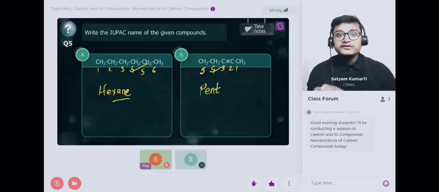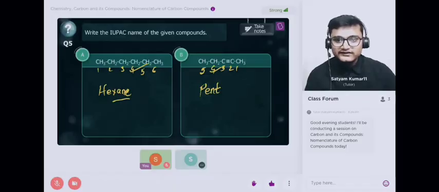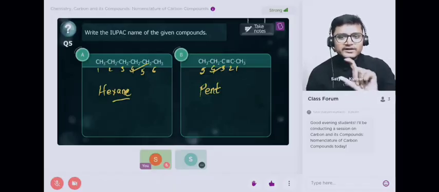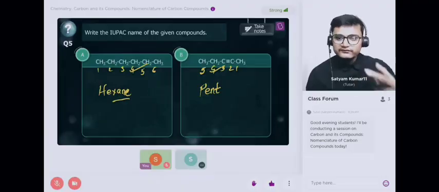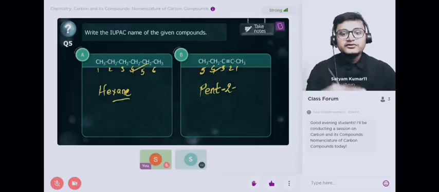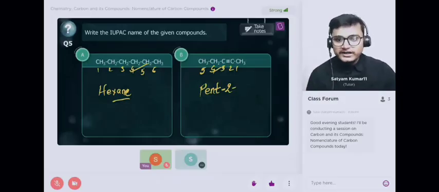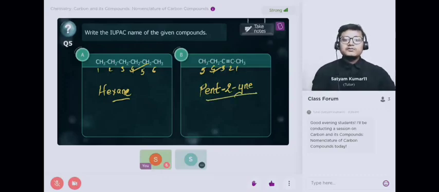Pent. Now see the position of the unsaturation. Is it at 2? It is at 2. So if you want to separate alphabets from numerals, we have to use the hyphen. So here we are going to use the hyphen. Pent-2, and carbon-carbon triple bond is there. So the suffix is going to be what? It is going to be "-yne". So it is going to be pent-2-yne. Y-N-E. So this is going to be the IUPAC name of this particular compound.